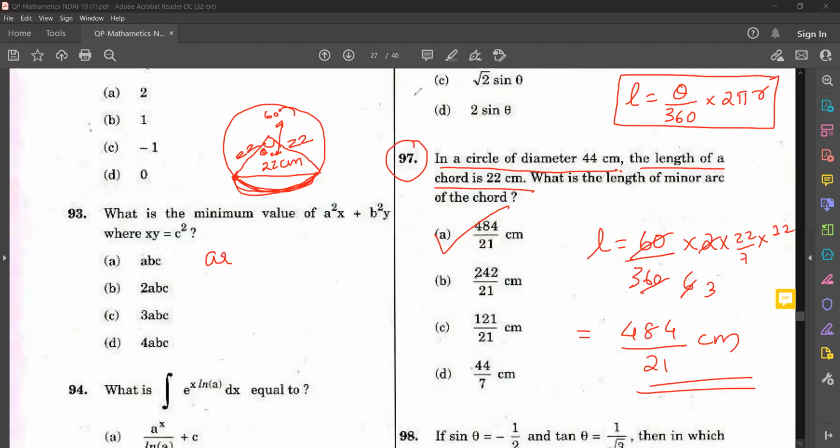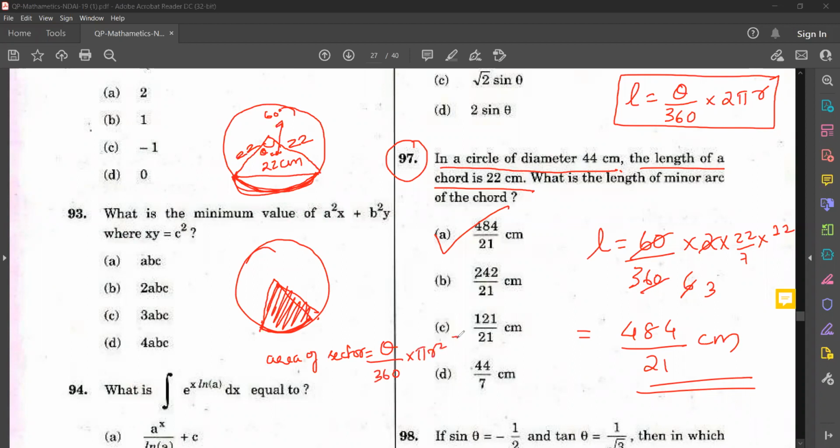So first of all, what is a sector actually? Suppose we have a circle, and the area enclosed by two radii and the arc is known as a sector. So this is a sector. How to find the area of sector? Just note down the formula if you don't know. Area of sector is equal to theta by 360 into pi r square.